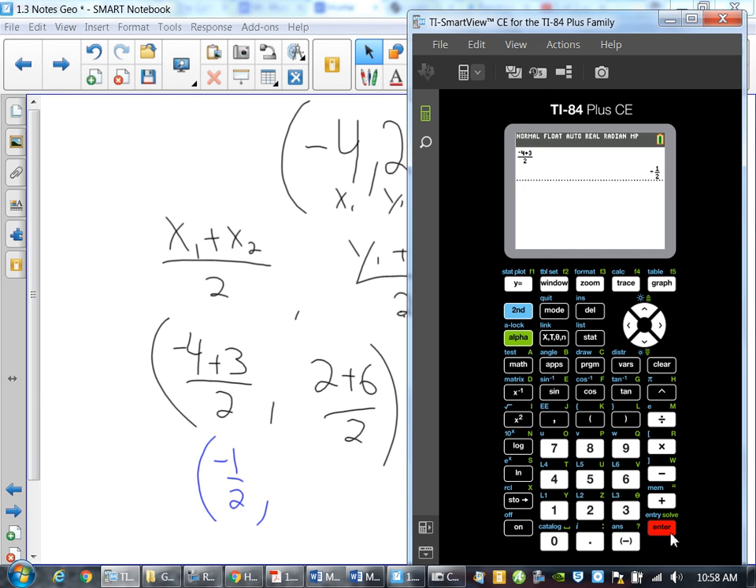I do it again, make a fraction bar. Mine's a little bit different than yours, but it still does the same thing. You press it first, and then there you go. For those calculators, you hit the fraction bar first and then put it in there. You get 2 plus 6 over 2, and you get 4. Wow. So the average of my y values is 4. That means my midpoint is at -1/2 and 4.